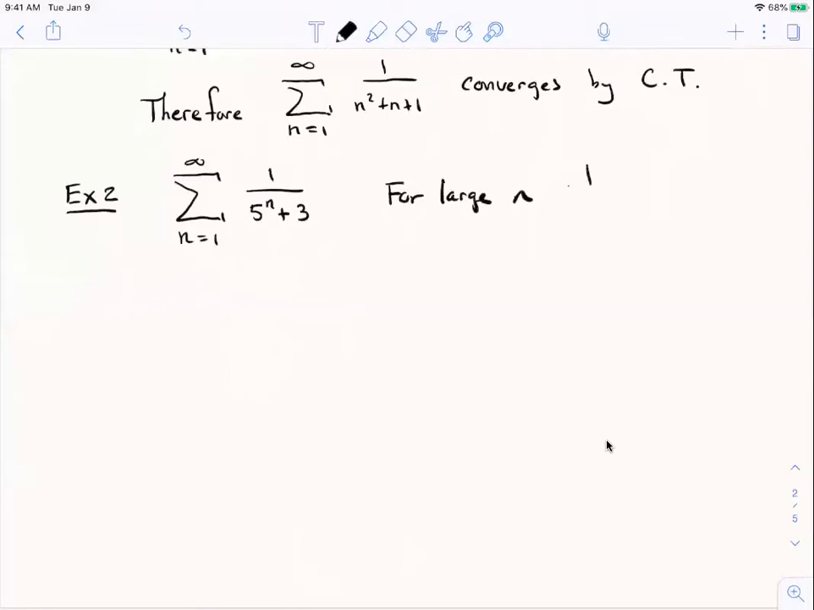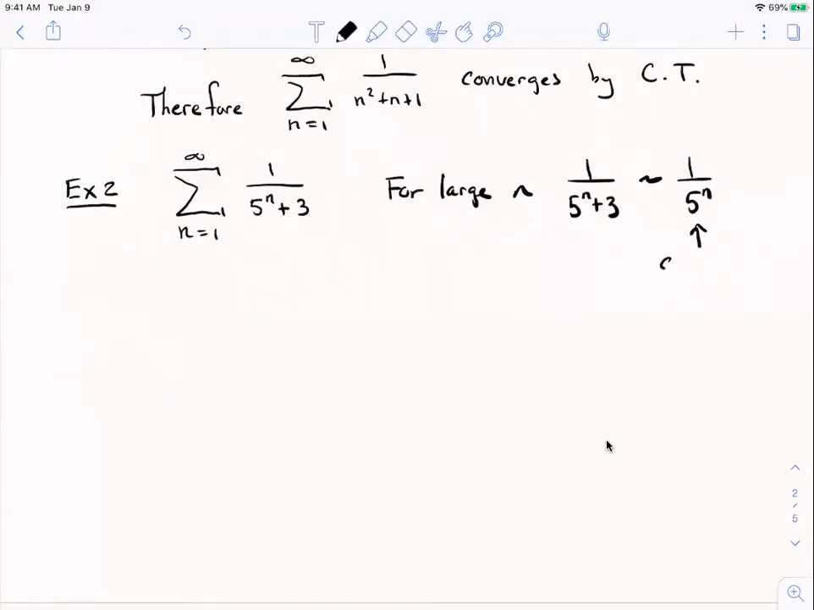For large n, 1 over 5 to the n plus 3 is basically like 1 over 5 to the n. That plus 3 is not going to change that denominator very much when n is a super big number. 1 over 5 to the n would be the terms of a convergent geometric series. If that converges, what I'm hoping is that its terms are greater than or equal to my given terms, and they certainly are.